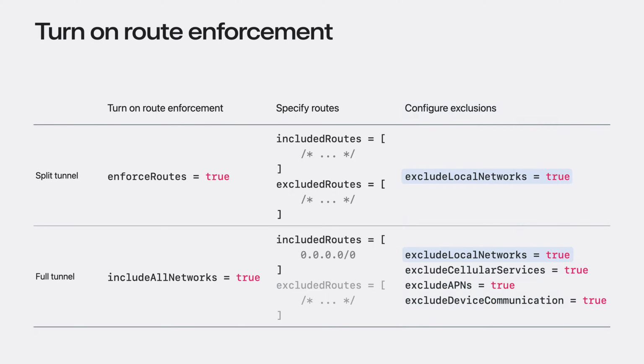For instance, turn on Exclude Local Networks if you want local network services like AirDrop and AirPlay to bypass the tunnel. Or turn on other exceptions to allow services like calls and messaging, the Apple Push Notification service, and device communication to bypass the tunnel. Most of these exceptions are enabled by default, but allow customization to fit your security needs.